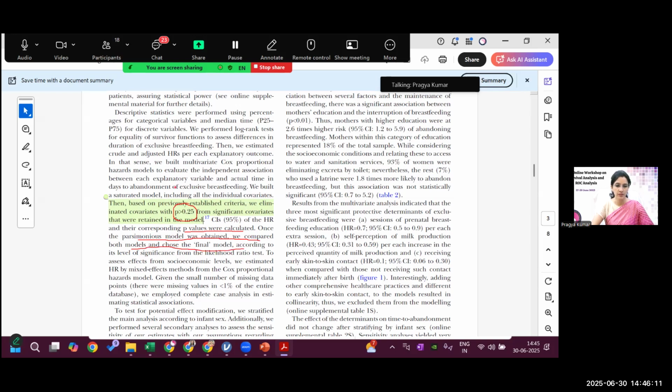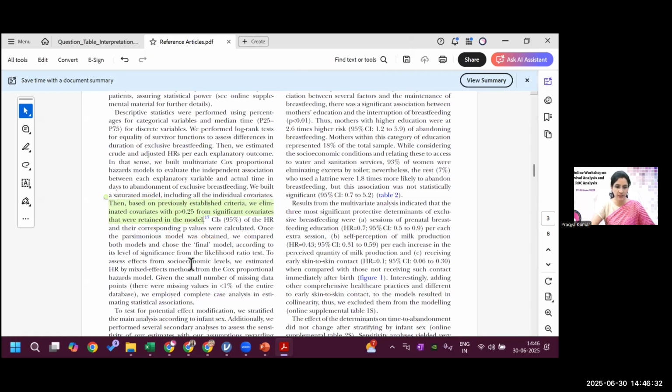There is a term you can see here, the saturated model. The term saturated model is used when you have all the predictor variables. And the term parsimonious is used when you take only selected variables where the P value was less than 0.25. So that's the terminology they have generally used. And then they have written that they estimated HR by the mixed method.